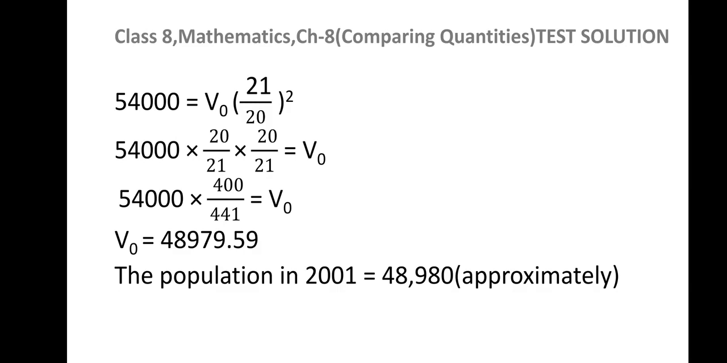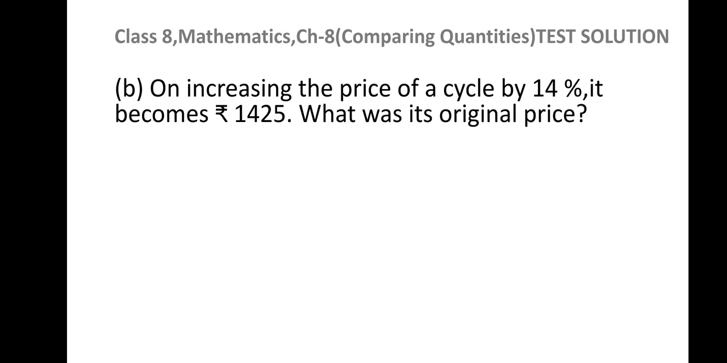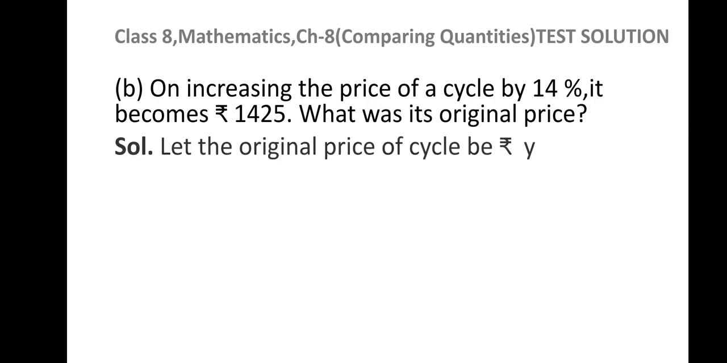Coming to B part: on increasing the price of a cycle by 14%, it becomes rupees 1,425. What was its original price? Dear children, in this B part, we have been given the final price or the new price, you can say, and by how much the original price has been increased. This is also given to us, and we need to find the original price. So let the original price of the cycle be rupees Y.